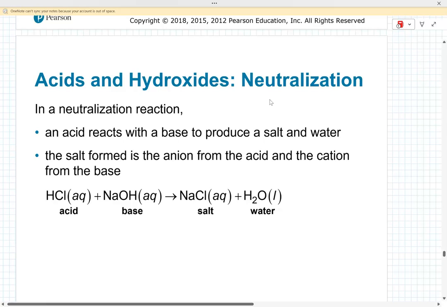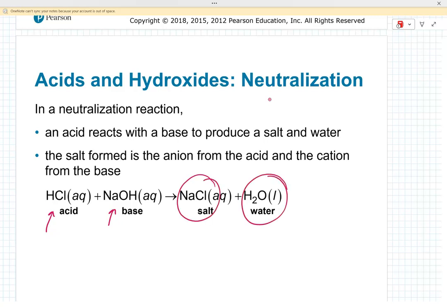Does that make sense? And finally, neutralization. This. So acid reacts with base, always forming a salt and water.